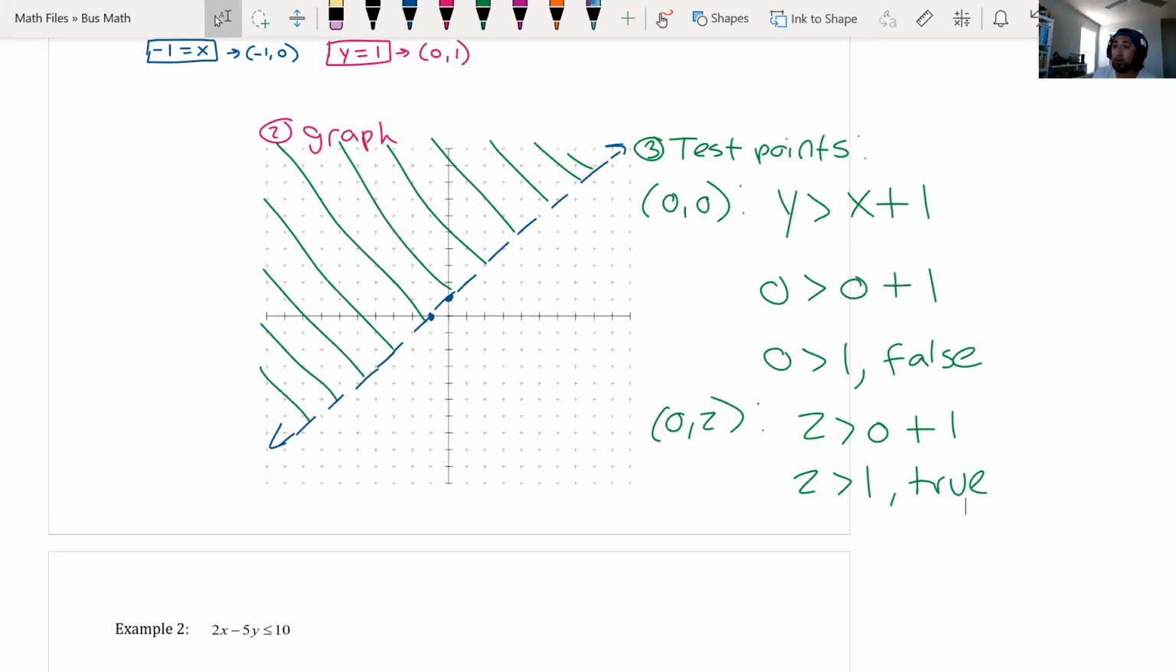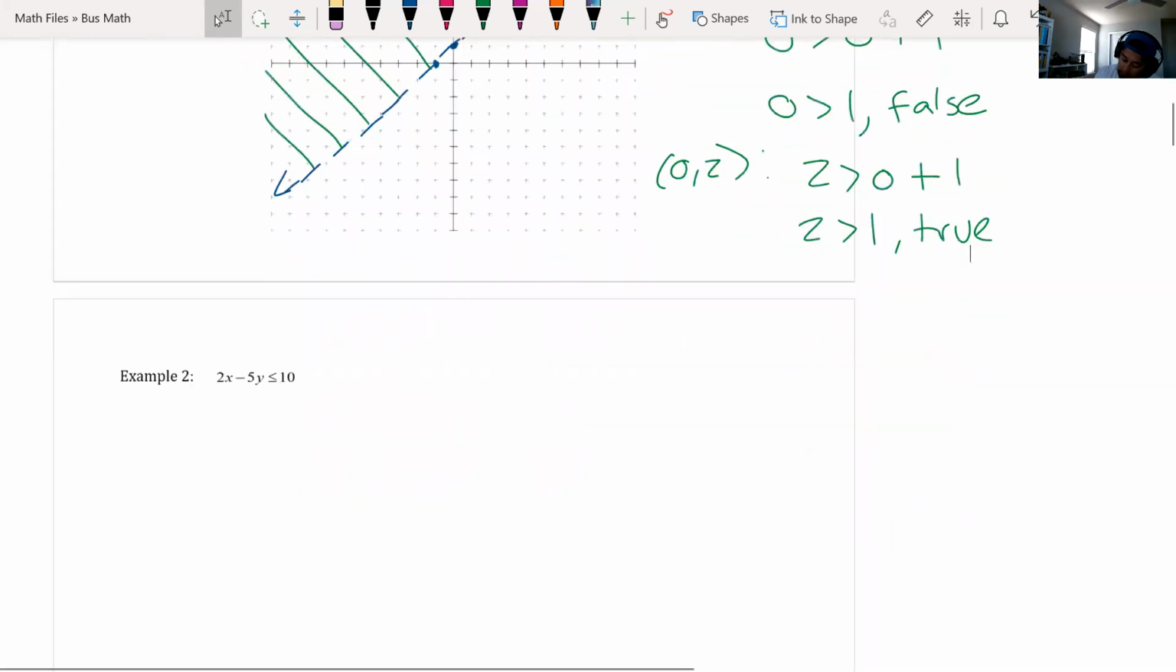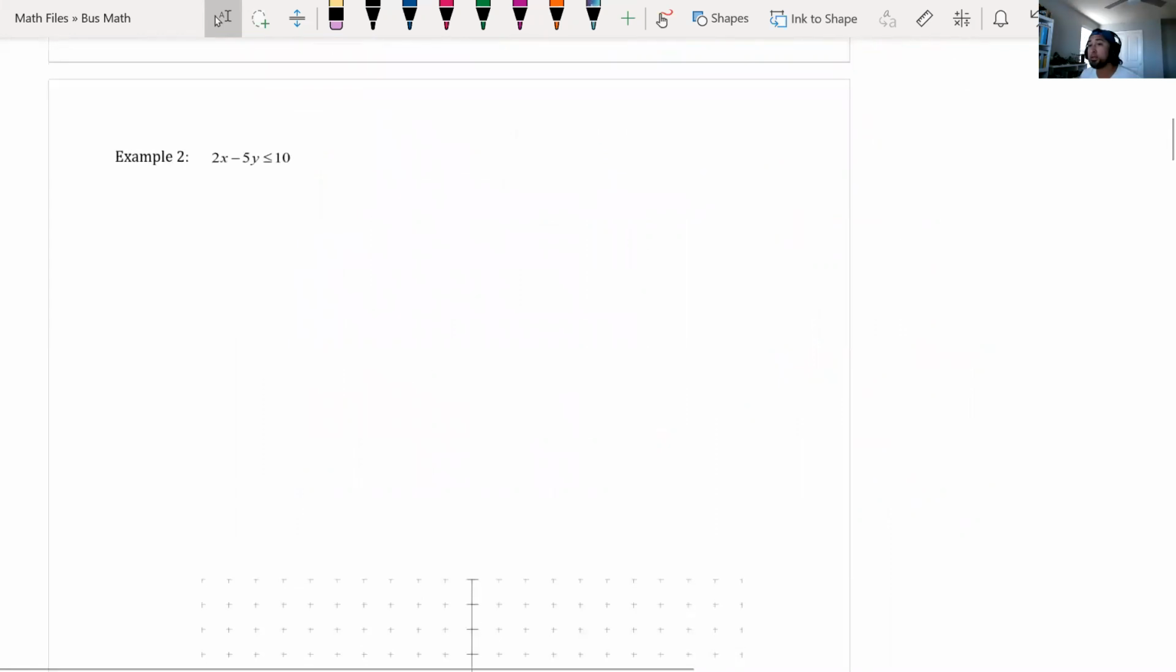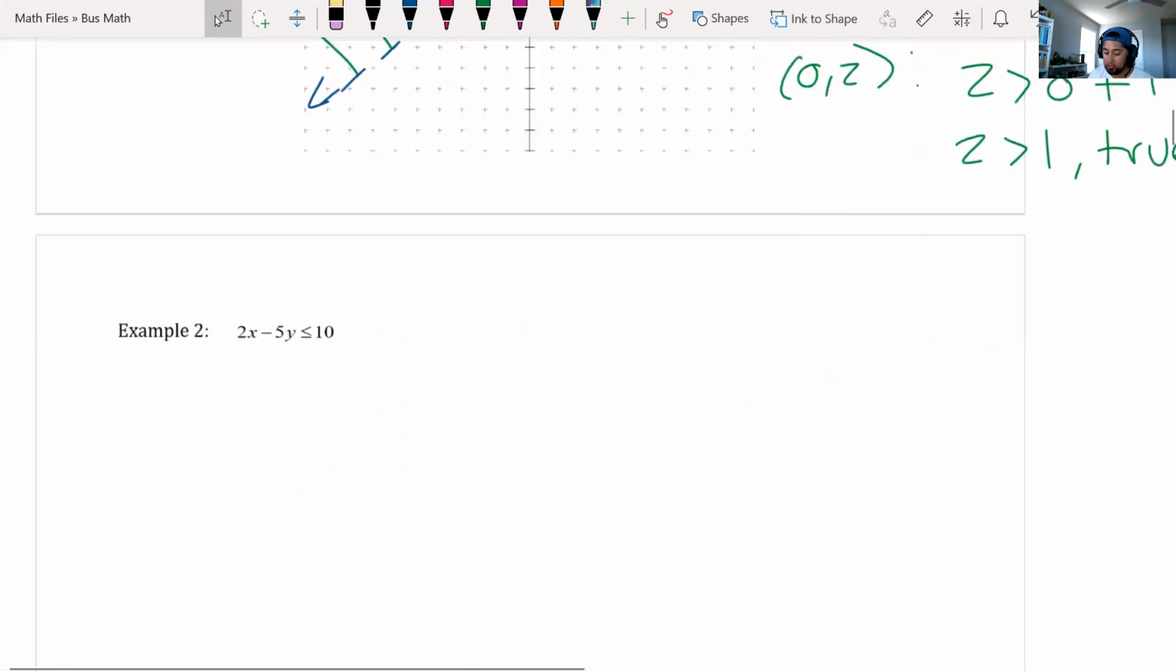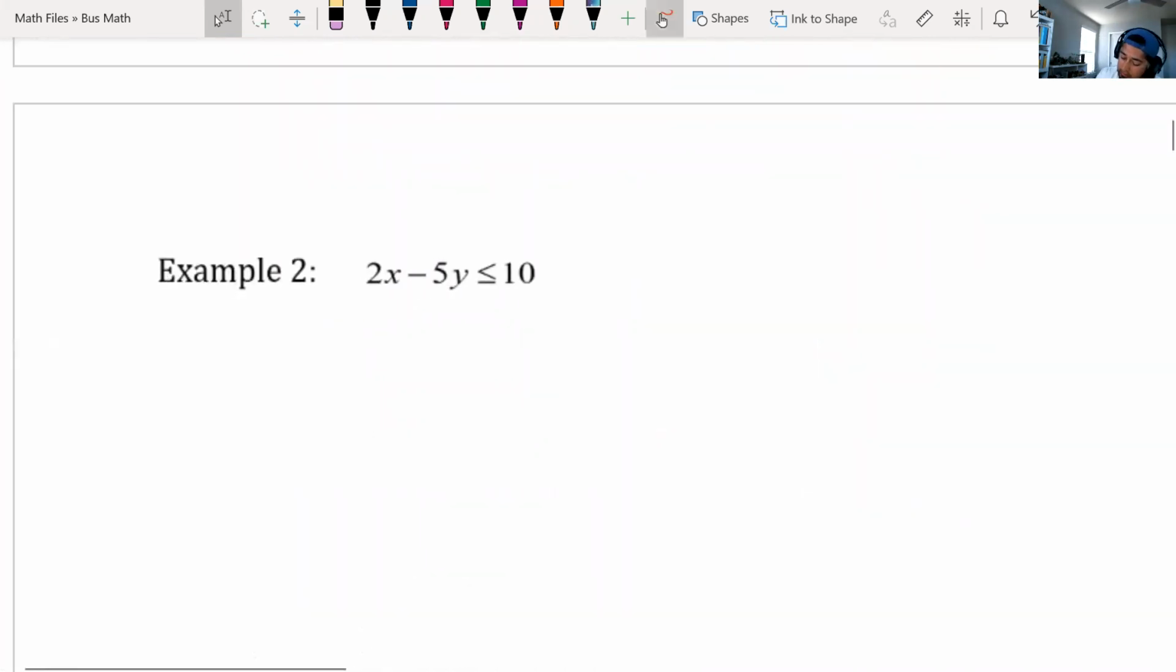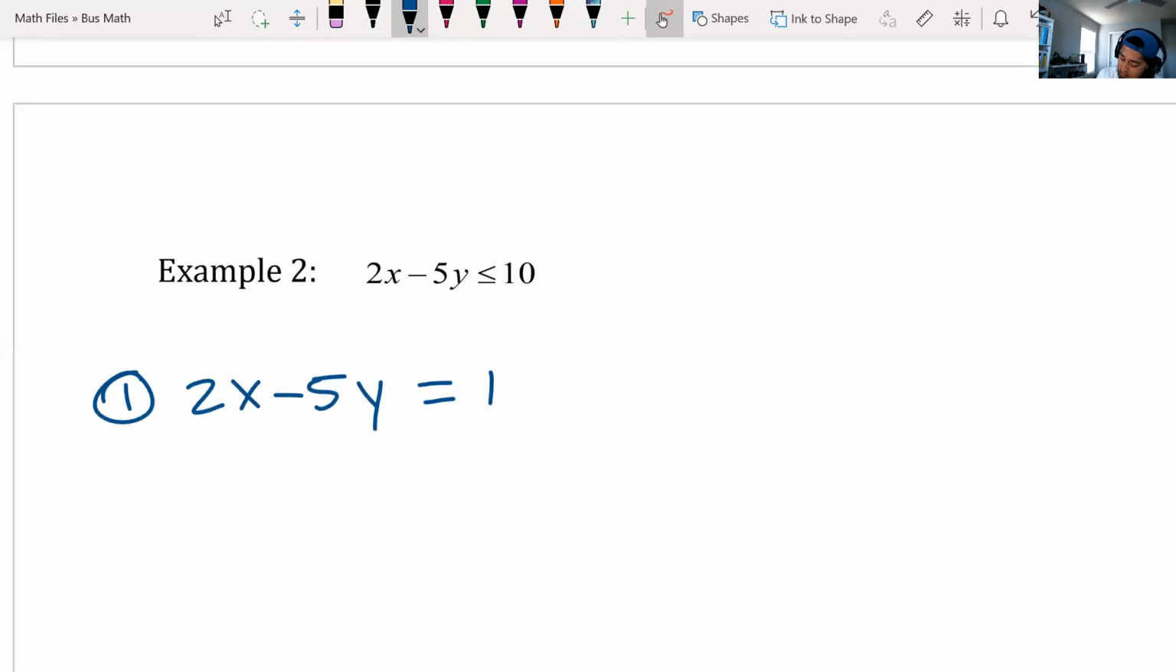Okay, let's keep moving then. So next one is 2x minus 5y less than or equal to 10. Let's go ahead and handle this. Step 1, make it 2x minus 5y equal to 10. And find your x-intercept, find your y-intercept.